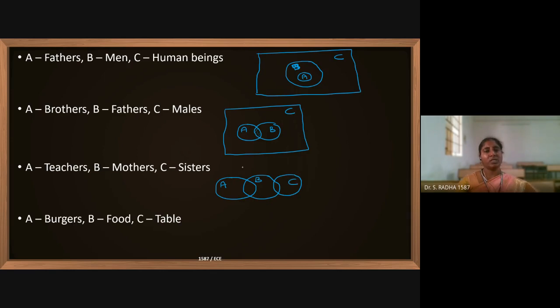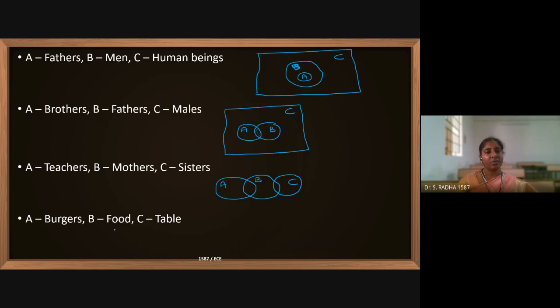So teachers and sisters cannot match appropriately 100%, but mothers and sisters, that is a family relation. So we can put some common region between B and C. There may be mothers alone, who may not have sisters, who may not be in the teacher profession. And sisters alone, who may not be working, may not be married. In that case, we have to give some individual spacing. They can be mothers if married, and there will be some common region. This is the Venn diagram for teachers, mothers, sisters.